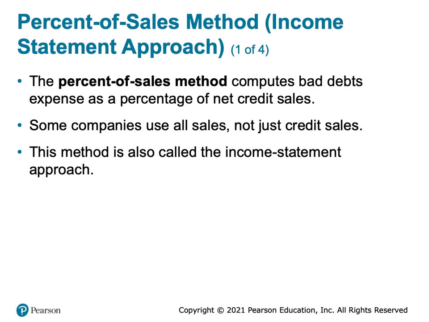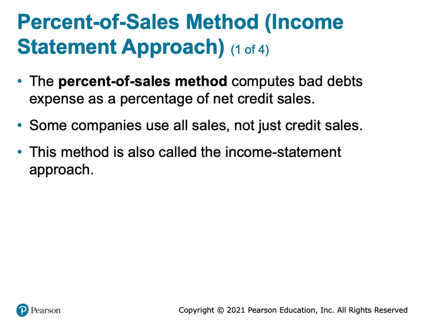But how do we determine what that number is? We're going to look at those different methods, the first one being the percent of sales method. It computes bad debt expense as a percentage of net credit sales. Some companies will elect to use all sales rather than net credit sales, so you just need to be aware of the strategy and style of that company.